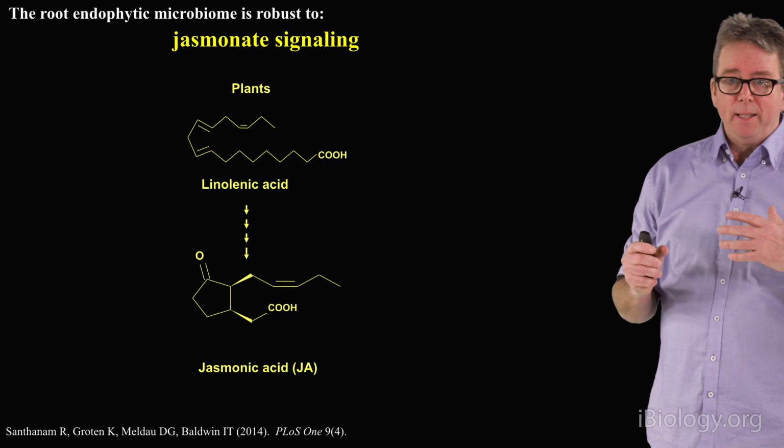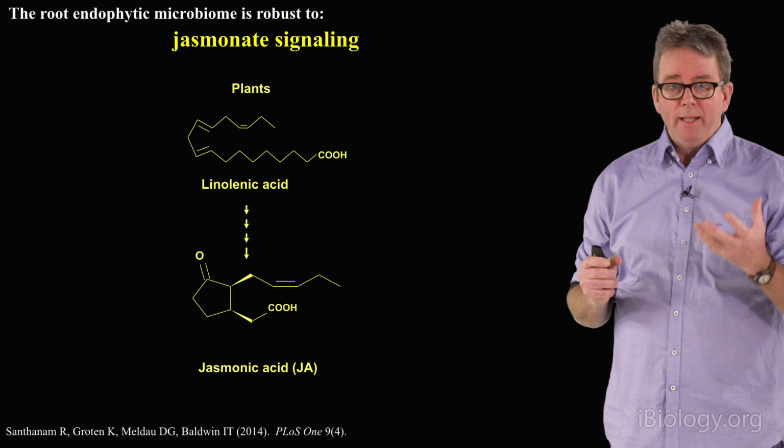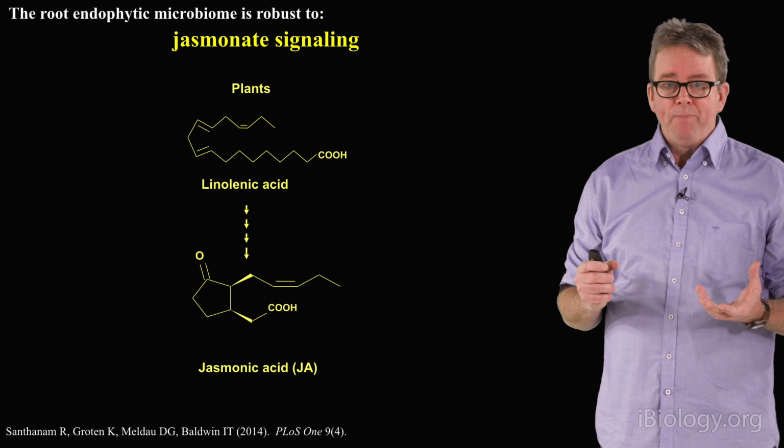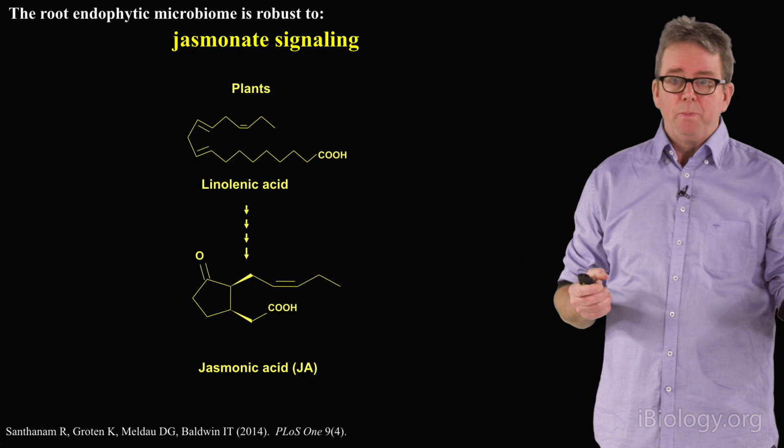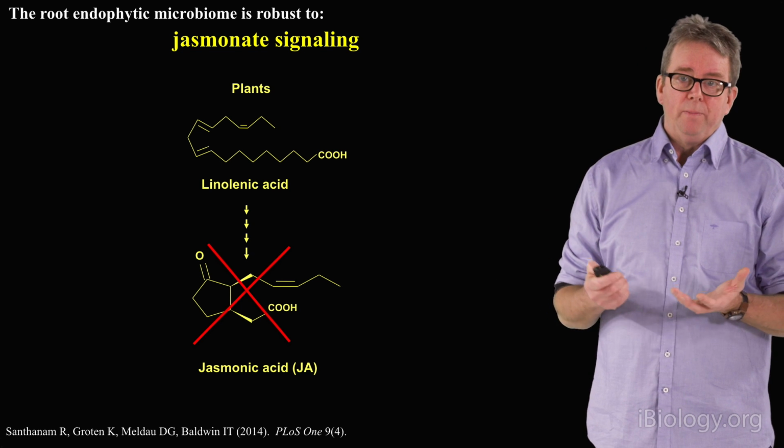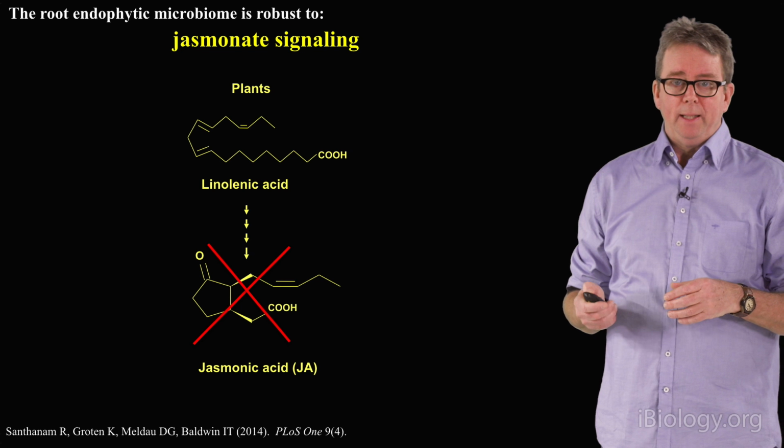It's also robust to the defense signaling pathway that I talked about in some detail in part 2 of this talk, namely the jasmonate defense signaling pathway that's so important for protecting plants against herbivores. If you have defenseless plants, they still have basically the same core microbiome.